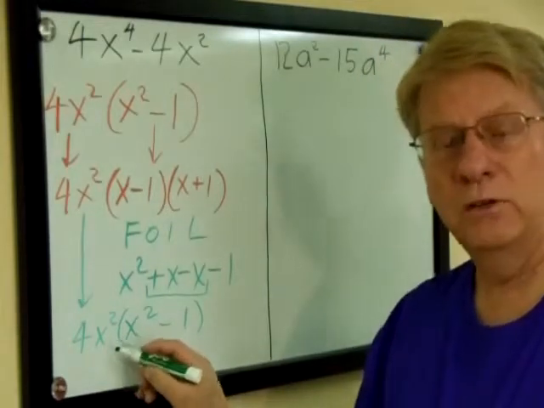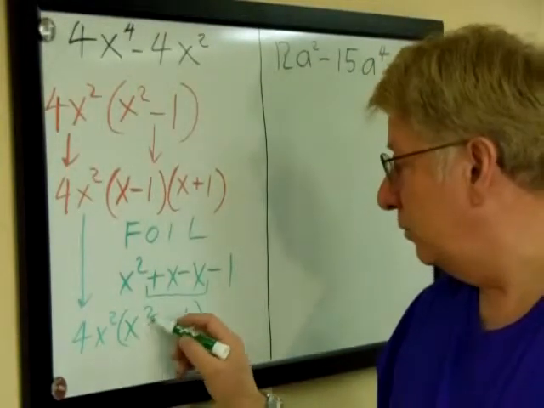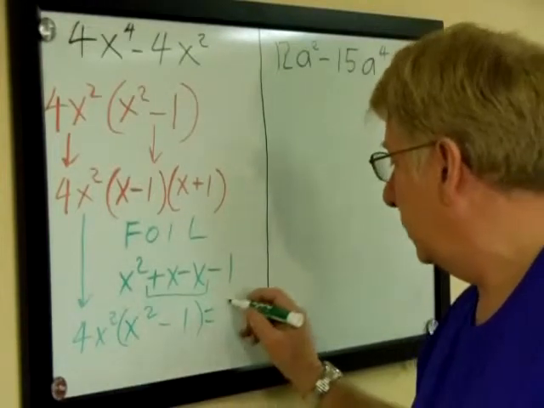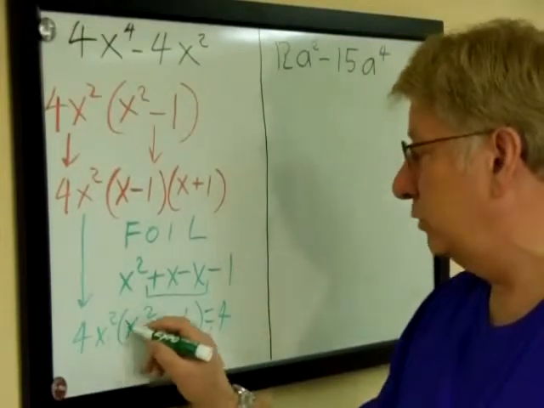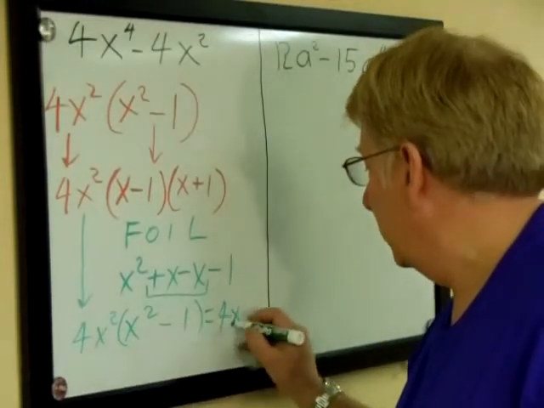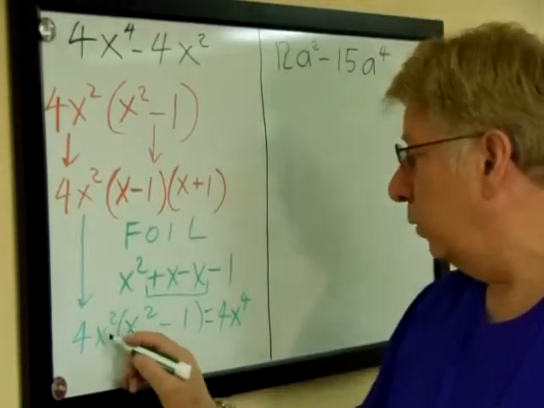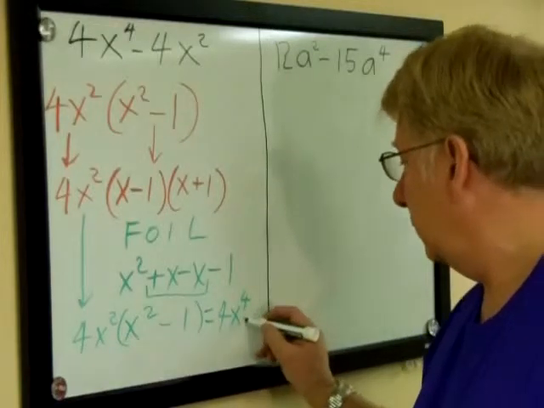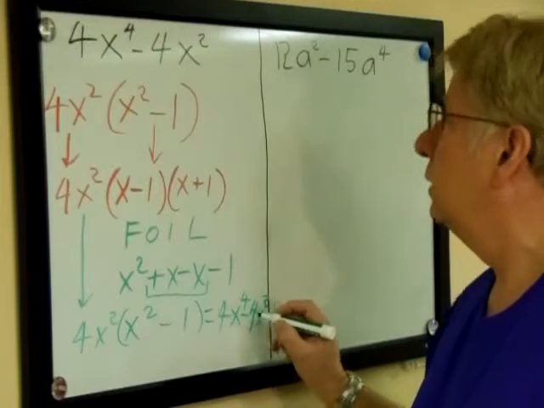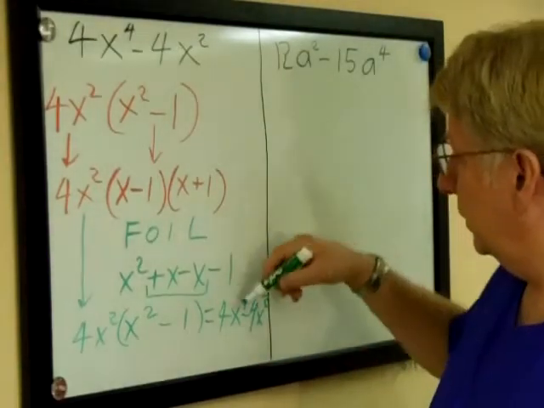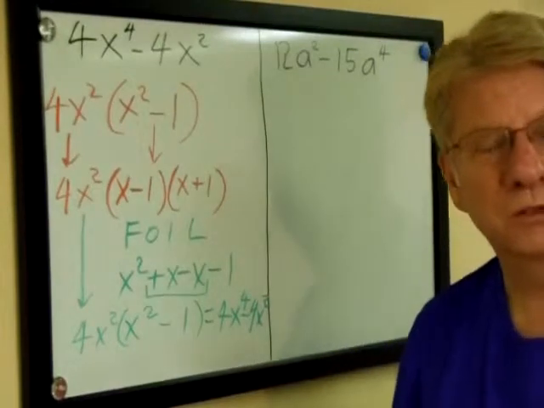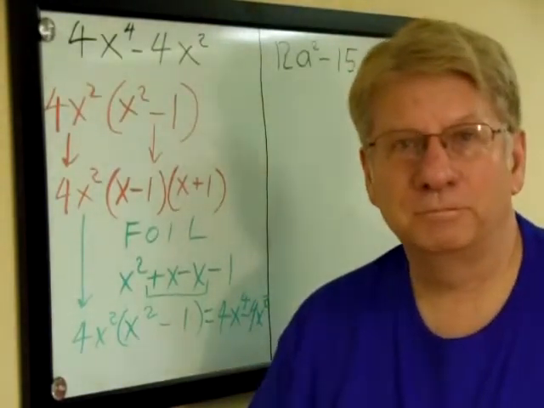If we multiply that using the distributive property times each term, we end up with 4x squared times x squared. When you multiply two exponents, you're just adding them. So you end up with 4x to the fourth. And 4x squared times minus 1, which is just minus 4x squared. So, lo and behold, this is the same as the expression we started out with. So yes, this method does work.